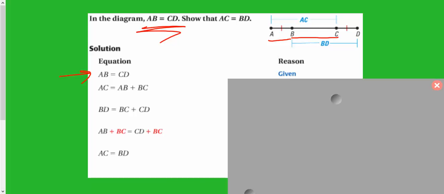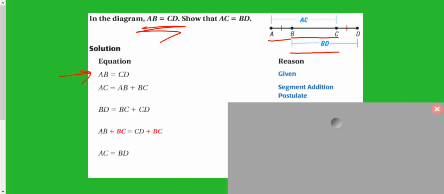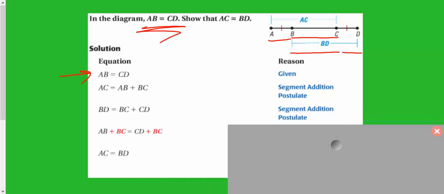All right, AC equals AB plus BC. So this is similar to the angle addition, but this is our segment addition postulate. The two smaller segments add up to the full segment there. BD equals BC plus CD. So BD equals BC plus CD. Again, that is our segment addition postulate. The two smaller segments add to the full segment.